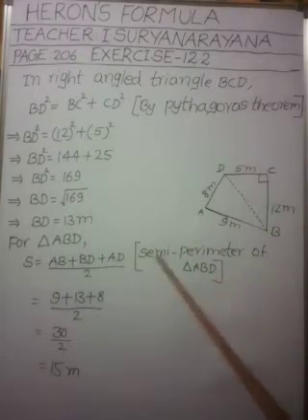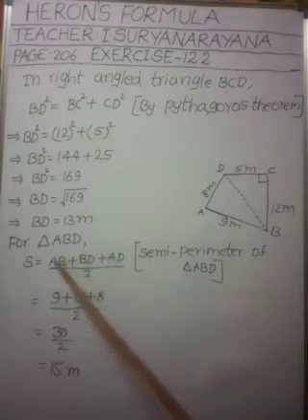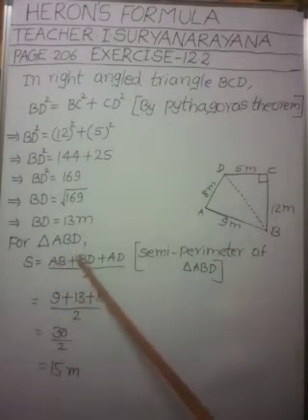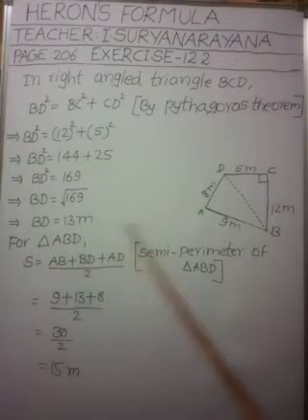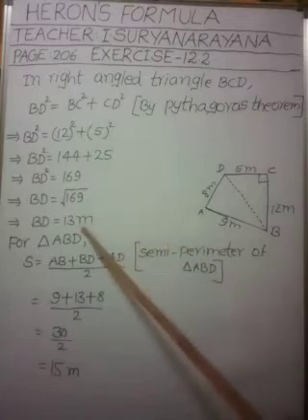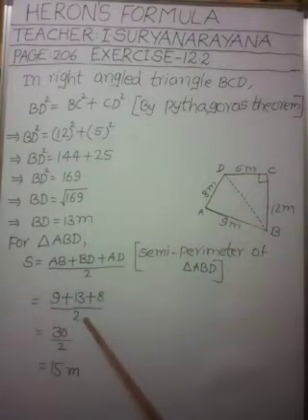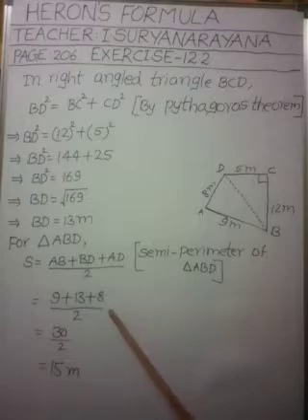Do you remember this term, my dear children? Yes, that is equal to, in this formula we substitute the values of AB, BD and AD. What is AB here? 9 meters plus what is BD here? We found here 13 plus what is AD here? 8, whole divided by 2. Understood this step, my children?